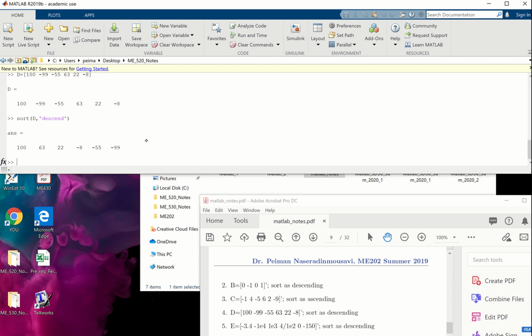And part E. So I have to type E. E is -3.4, -1E4, writing scientifically as I taught you in the first class, 1E3, 4 divided by 1E2, and 0 and -150. Let me double check. Yes, that's right. And now I'm putting it as a column. Here we go. Now if I sort descending, only you put E like this.